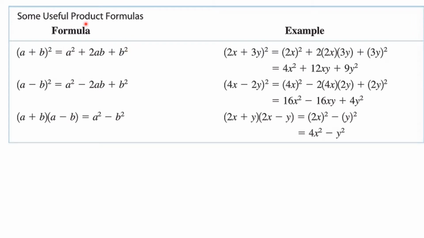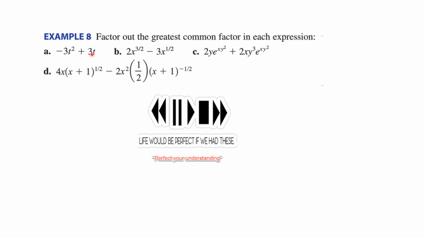I'm reminding you here of some useful product formulas. A plus b whole squared is a squared plus b squared, but then there's a middle term. It is 2ab. Make sure you understand these examples. Here, a minus b whole squared is going to be a squared plus b squared, but then minus twice the product of the middle term. Here, when you FOIL this, the middle term will cancel out. So a plus b times a minus b is a squared minus b squared. So we'll use these to factor also when we're simplifying expressions.